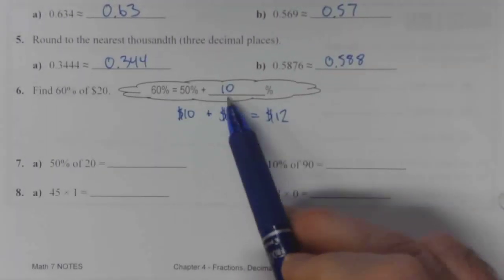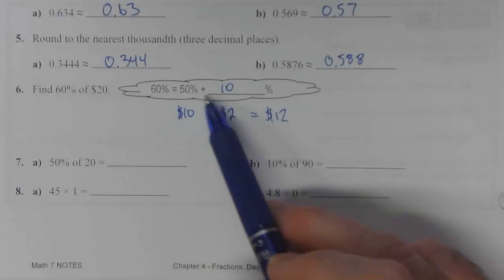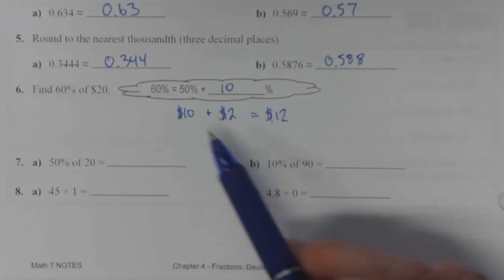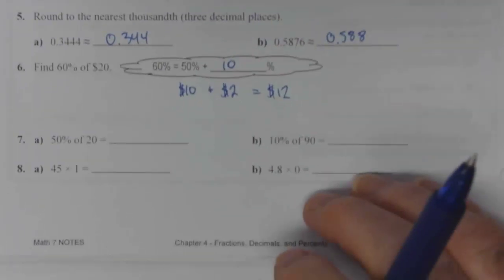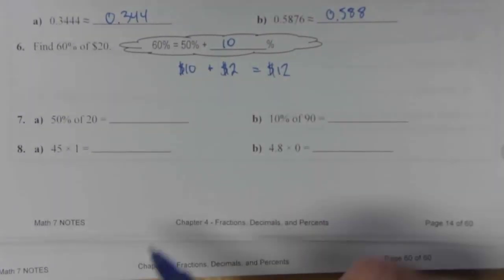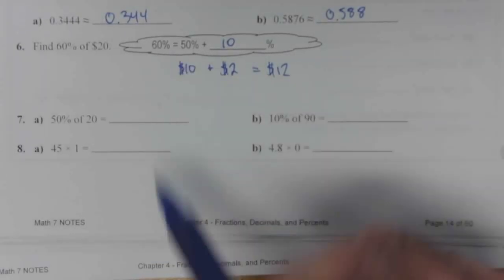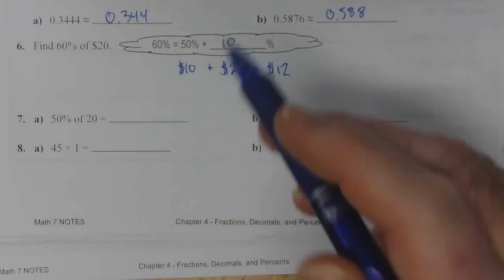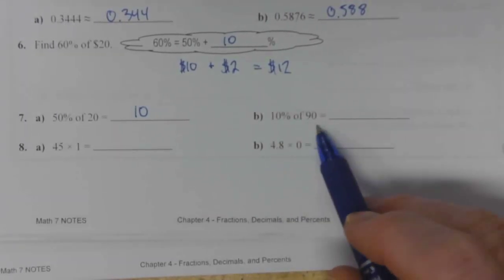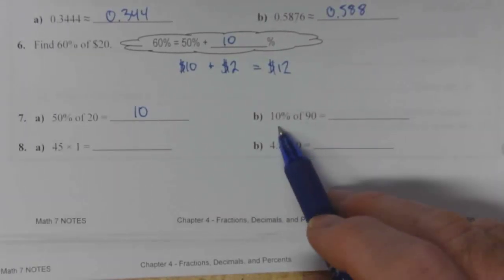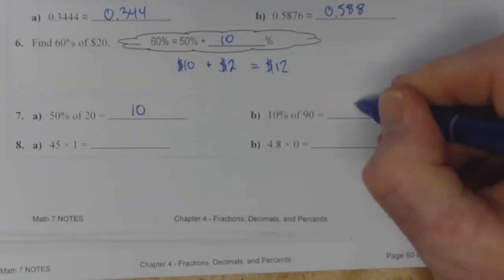So use what you know. You know how to figure out 50. You know how to figure out 10. Calculate them out and then put them together to get your final answer. Question 7. 50% of 20. Like I said, 50% is half. So half of 20 is 10. 10% of 90, 10% of something is 1/10 of it, so you divide it by 10. 90 divided by 10 is 9.